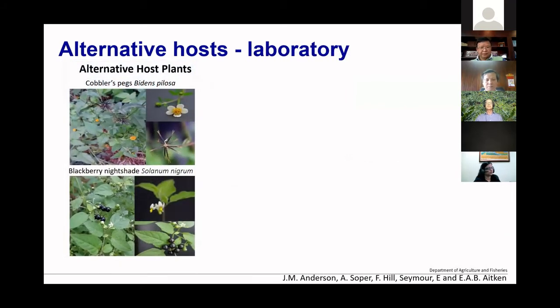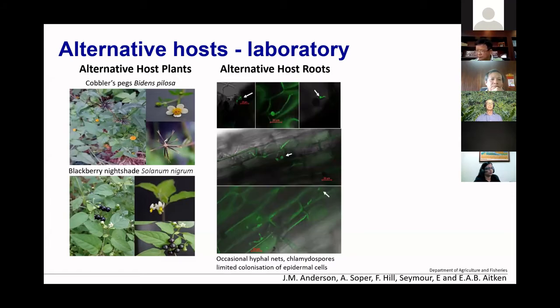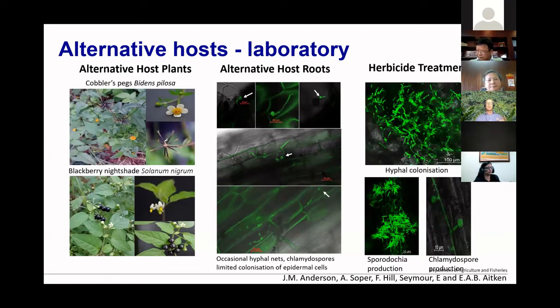And in a laboratory study conducted at the University of Queensland, Jay Anderson, who's part of Liz Aitken's team there, investigated the colonisation of 3 alternative hosts using a GFP-modified subtropical race 4 isolate. 2 plants tested are common weeds found in banana plantations. Jay found limited colonisation of the roots by the fungus, but found occasional hyphal nets, chlamydospores, and colonisation of epidermal cells. However, what was really interesting was when Jay treated the plants with herbicides and killed them, the GFP FOC was able to extensively colonise the dead weeds with mass sporulation occurring.